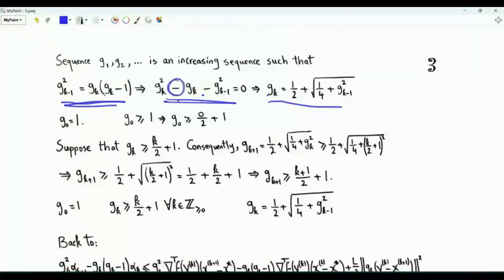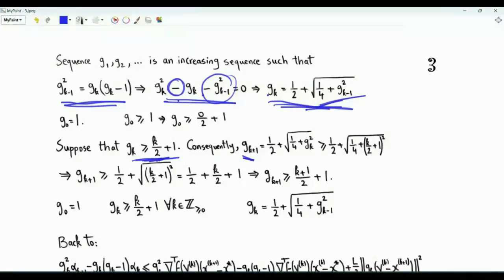g_k is equal to 1/2 plus the square root of 1/4 plus g_{k-1} squared. g of 0 is equal to 1. Can we show that g_k is greater than or equal to 1 plus k over 2 for every non-negative integer k? Yes, we can prove this using induction. Suppose that this inequality is true, and it is true when k is equal to 0. What about g_{k+1}?